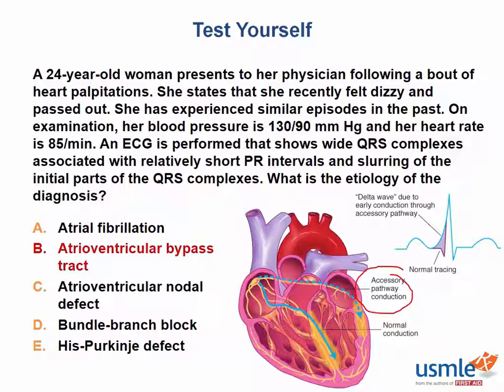So this is how board examiners will test you on exam day. They will describe a patient who has clinical signs and symptoms that will get you to think about heart disease, and then they'll give you some descriptions of an EKG, or they'll show you an EKG, and they'll ask you for a diagnosis or the pathologic problem that causes the particular diagnosis. So in this case, the diagnosis is likely Wolff-Parkinson-White, and that is caused by an atrioventricular bypass tract.